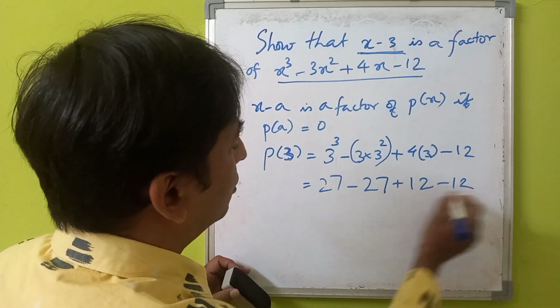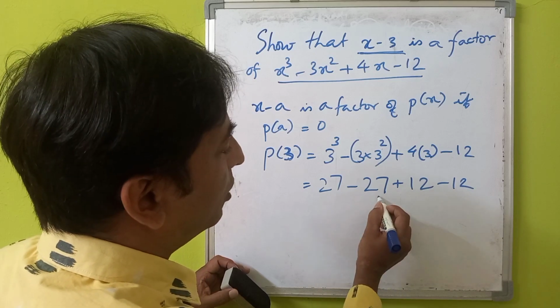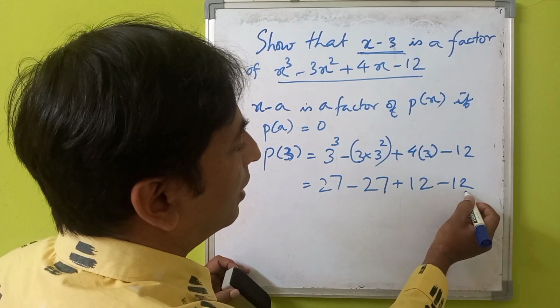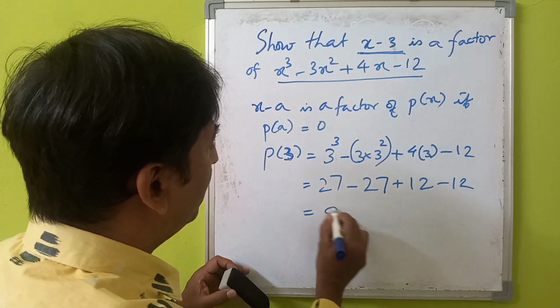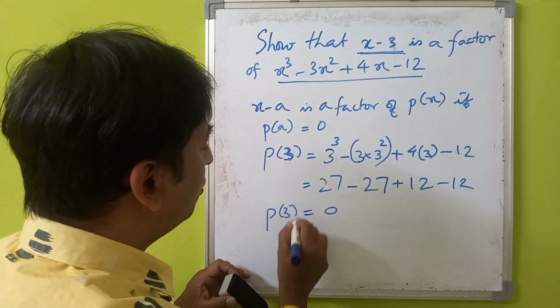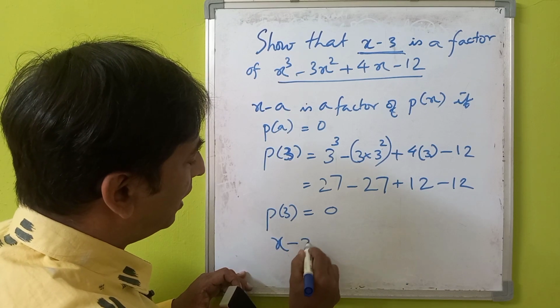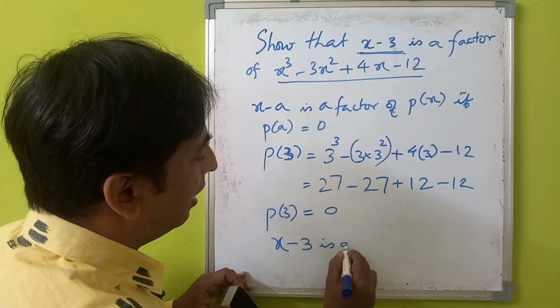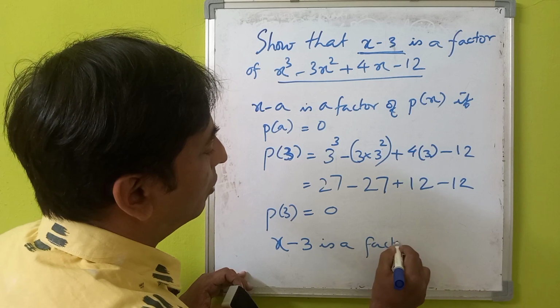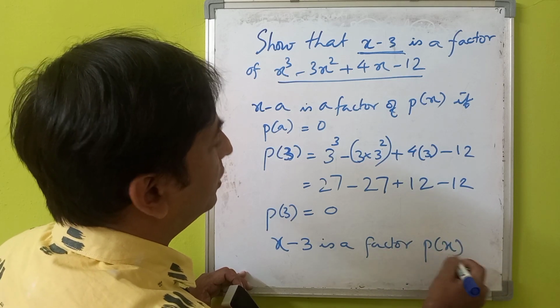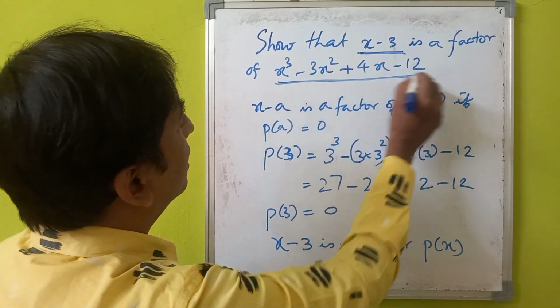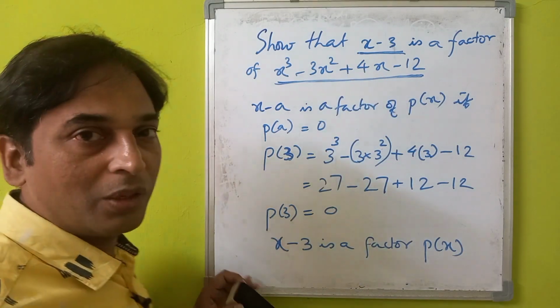minus 12. So here you can see 27 minus 27 is 0, plus 12 minus 12 is also equal to 0. That means p of 3 is equal to 0. That means as per the factor theorem, x minus 3 is a factor of p of x, which is x cubed minus 3x squared plus 4x minus 12.